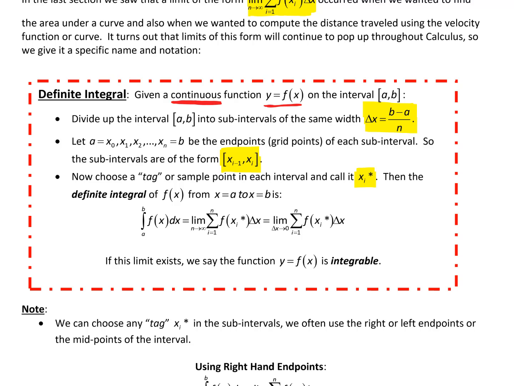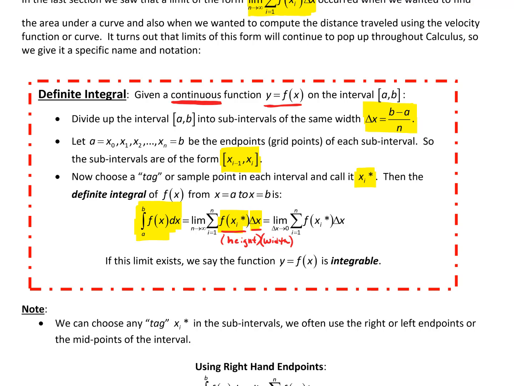And then use that point to calculate the heights of your rectangles. And those give you the f of x sub i star. And the delta x is the width. So here again is height times width of our rectangles. Height and width right there. And that turns out, when we take the limit as n goes to infinity, we will now define that to be the definite integral. So here's our new definition. That is the definite integral.